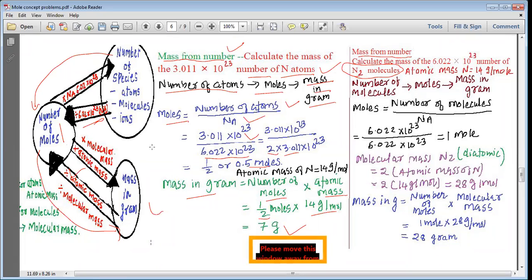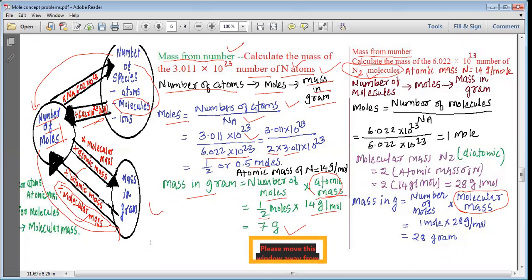So my dear students, when we need to take from number of molecules, here we have number of molecules. From number of molecules, we will go for the number of moles, and from number of moles, we need to multiply with the molecular mass instead of the atomic mass. Because here in the question, they gave us the nitrogen molecule, so instead of multiplying with the atomic mass, here we need to multiply them with the molecular mass.